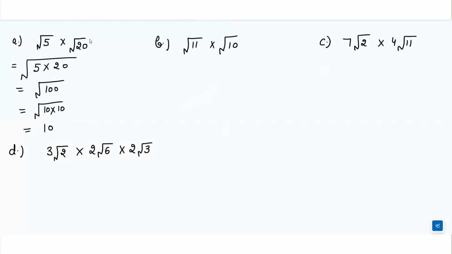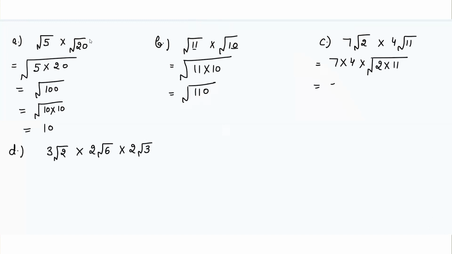Similarly, for part B, I will write the square root of whatever the digits were within the square root, 11 into 10, and then we will multiply and we'll get 110. Now similarly in part C, there is a number outside the square root, which is 7, and here we have 4. So we will write 7 into 4 first, then into the square root of whatever the digits were within the square root, 2 into 11. So the answer is 28 root 22.